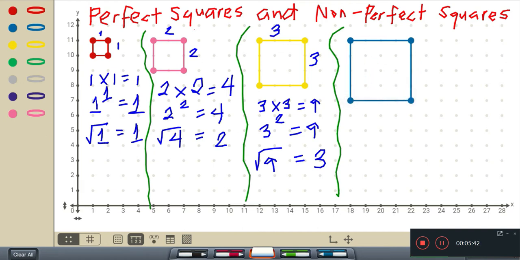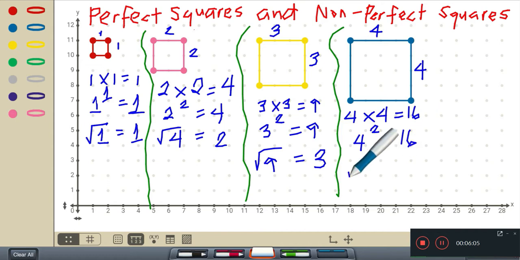So I now have 4 and 4, right? 1, 2, 3, 4. If I find the area for that, this will become 4 times 4 equals 16. So 4 squared is equal to 16, right? Therefore, the square root of 16 is equal to 4. Okay, last we have another one.